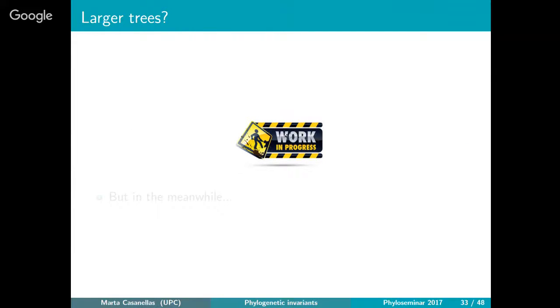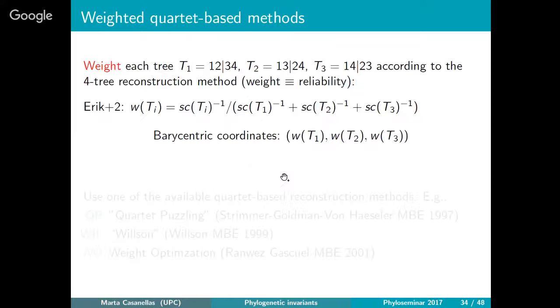So what about larger trees? These were studies for quartet trees. This is something that still has to be solved, how to deal with partitions, with larger partitions, and compare different splits of different sizes. But in the meanwhile, we have used ERIC+2 to evaluate the input of quartet-based methods. In order to do that, we convert the scores to weights for each tree. So we invert the score, and normalize by the sum of scores, so that we have weights.